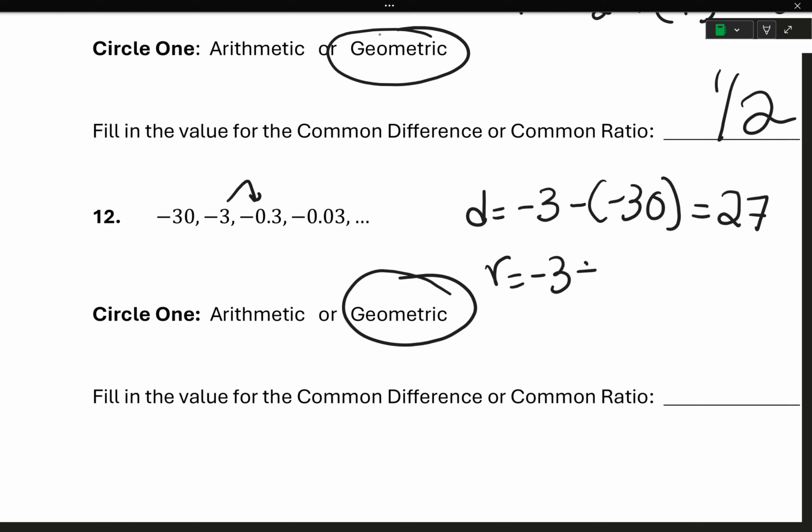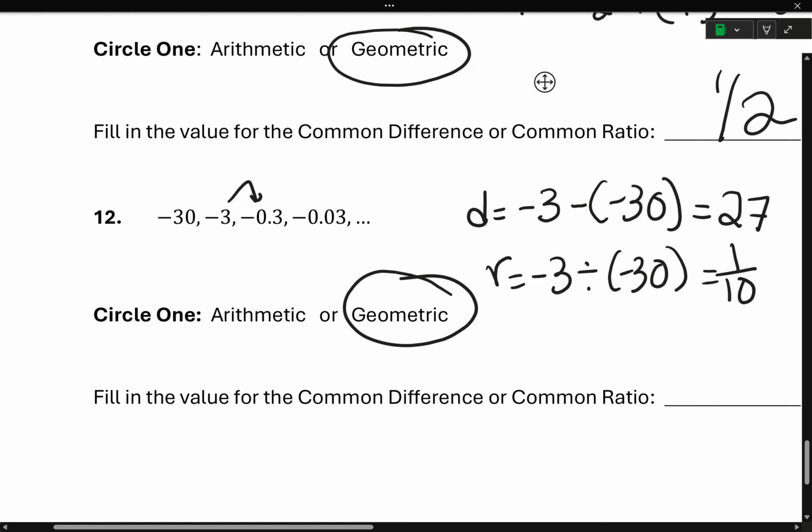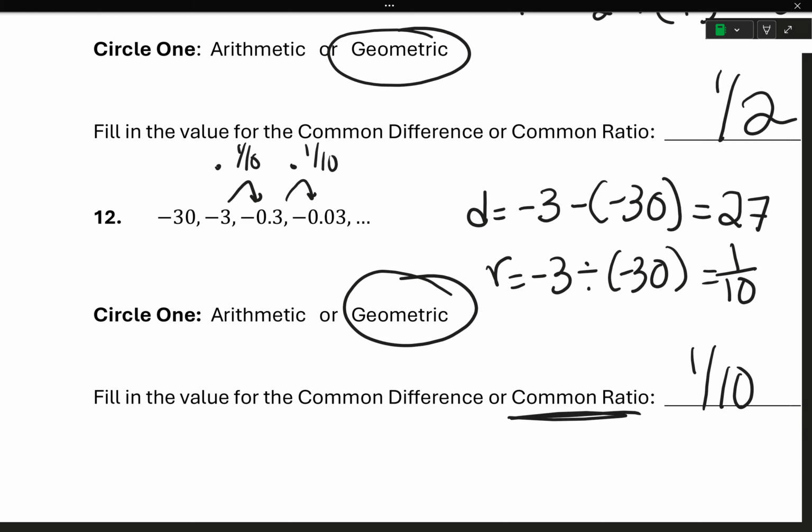Let's do term 2 divided by term 1. Your calculator should spit out 1/10. Well, let's see. Is negative 3 times 1/10 negative 0.3? Sure is. Is negative 0.3 times 1/10 negative 0.03? It is. Our common ratio is 1/10.